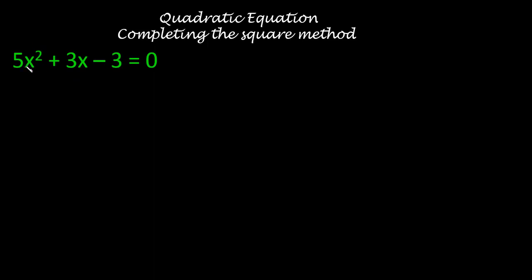Now let's take a look at this: 5x squared plus 3x minus 3. We have not done anything like this before, so just flow along. The very first step is to divide this by 5. So you divide this by 5, you divide this by 5, you divide this by 5. After dividing, 5 cancels out 5, so you have x squared plus 3x over 5 minus 3 over 5 is equal to 0.